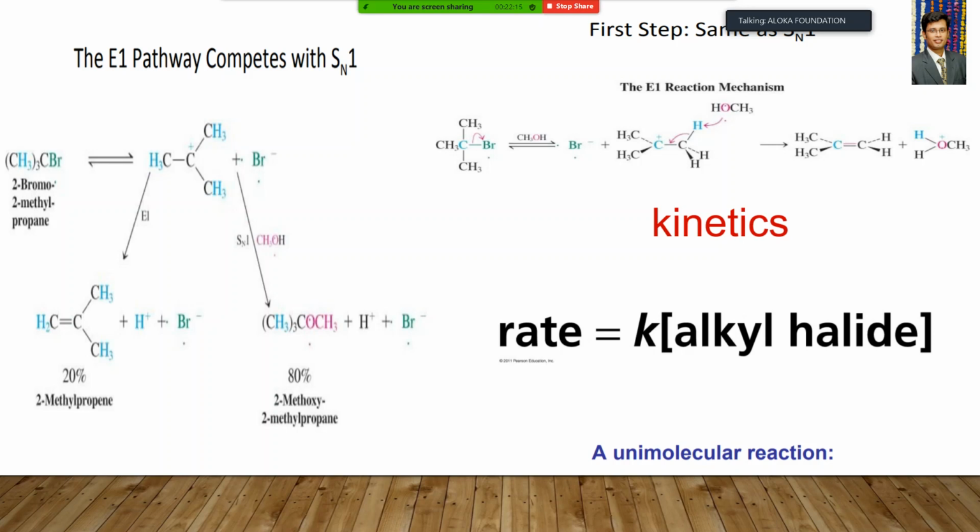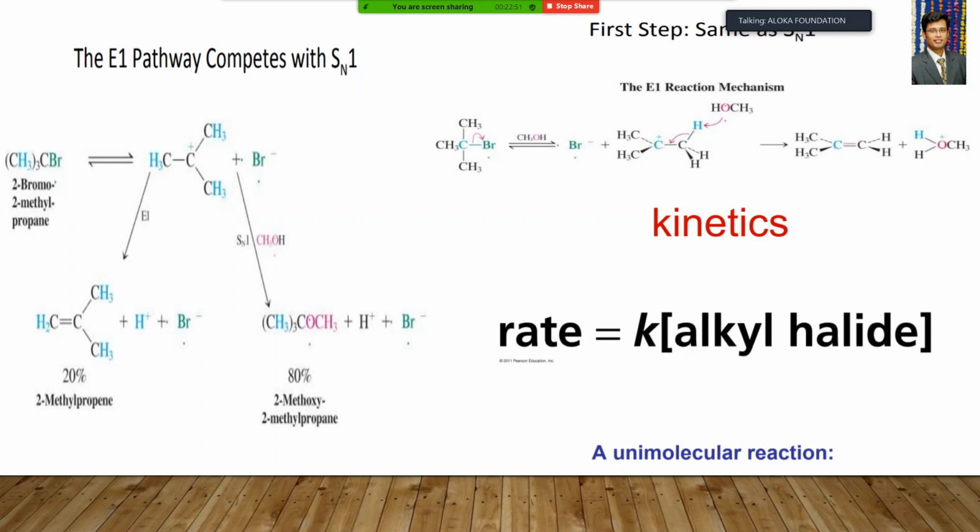The geometry of your 2-bromo-2-methylpropane is tetrahedral. It is non-planar. So when there is a heterolytic cleavage, that is, your bromide gets removed from your alkyl halide, it forms a trigonal carbocation. This trigonal carbocation can either undergo SN1 in the presence of methanol to form your substituted product, or it can undergo elimination to give your 2-methylpropene. So these are the two possibilities that can be formed.